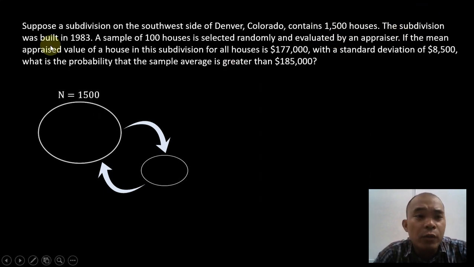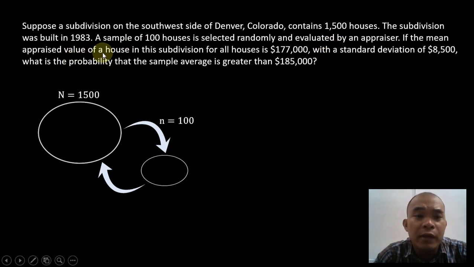The subdivision was built in 1983. This is a number, but it is just describing the year that the subdivision was built, so no need to put it in the framework. A sample of 100 houses. So 100 houses, that's the sample size. n is equal to 100. It is randomly selected and evaluated by an appraiser.